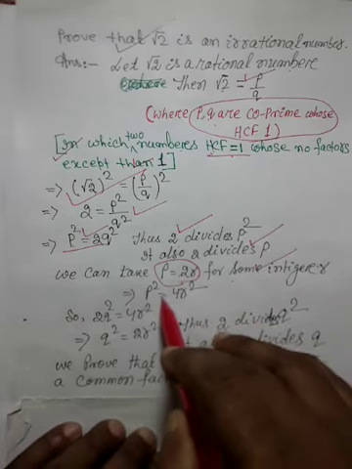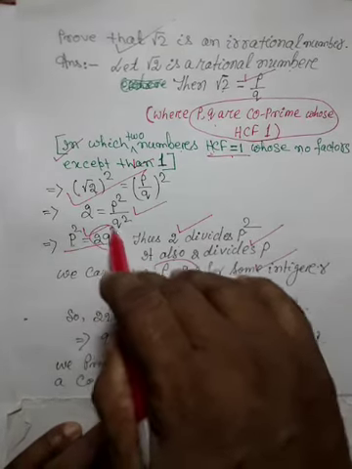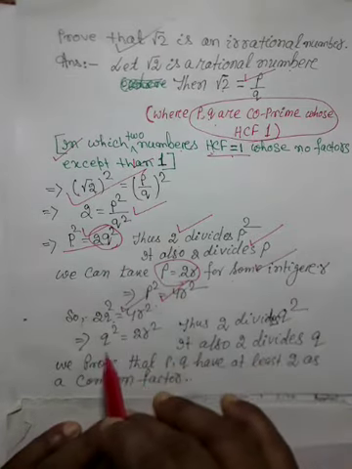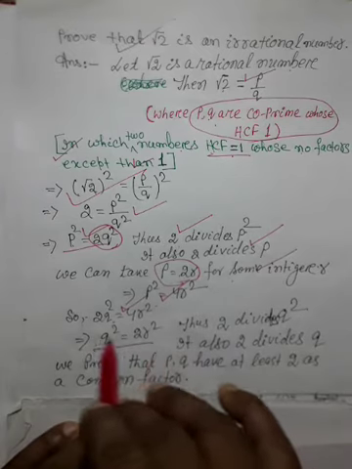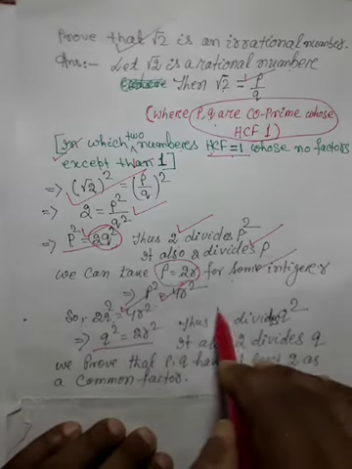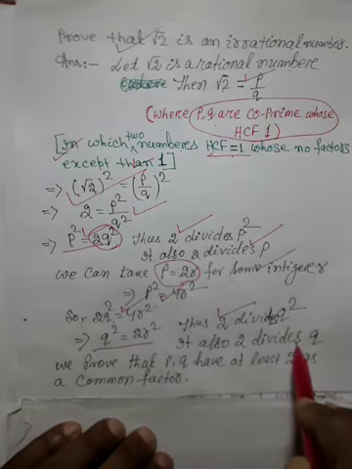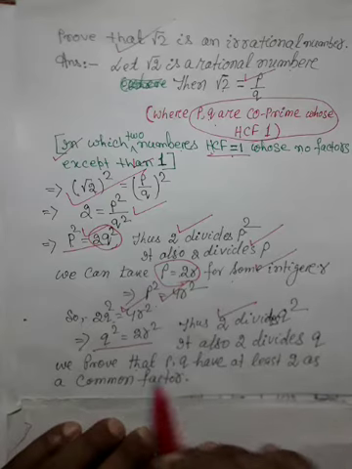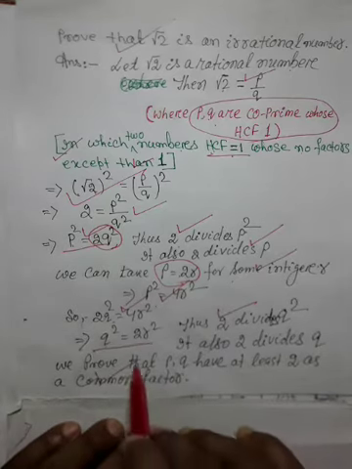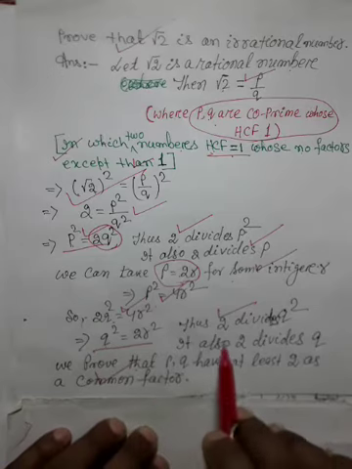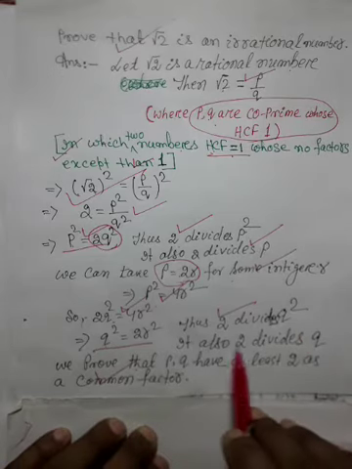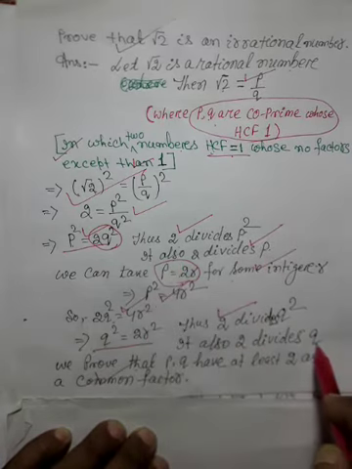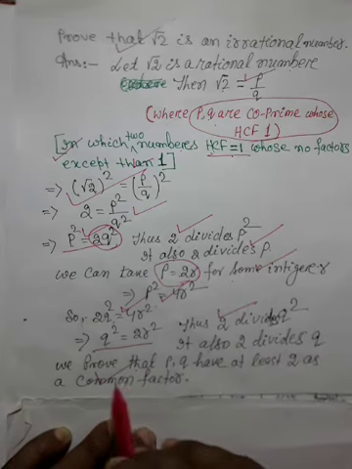So p is equal to 2r. Now p square is equal to 4r square. Since p square is equal to 2q square, we compare: 2q square is equal to 4r square, so q square is equal to 2r square. Thus 2 divides q square and 2 divides q. So we prove that p and q have at least 2 as a common factor, because 2 divides p and 2 divides q.